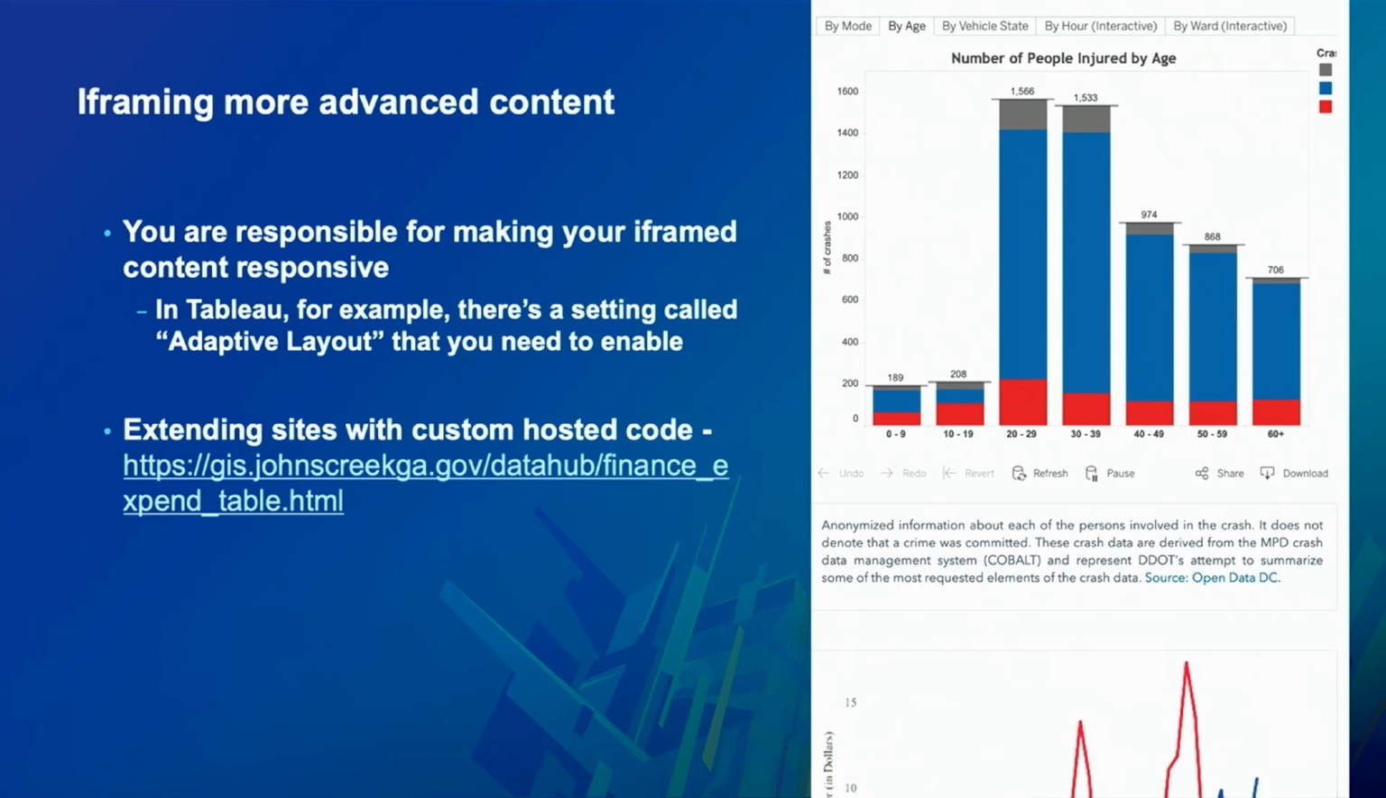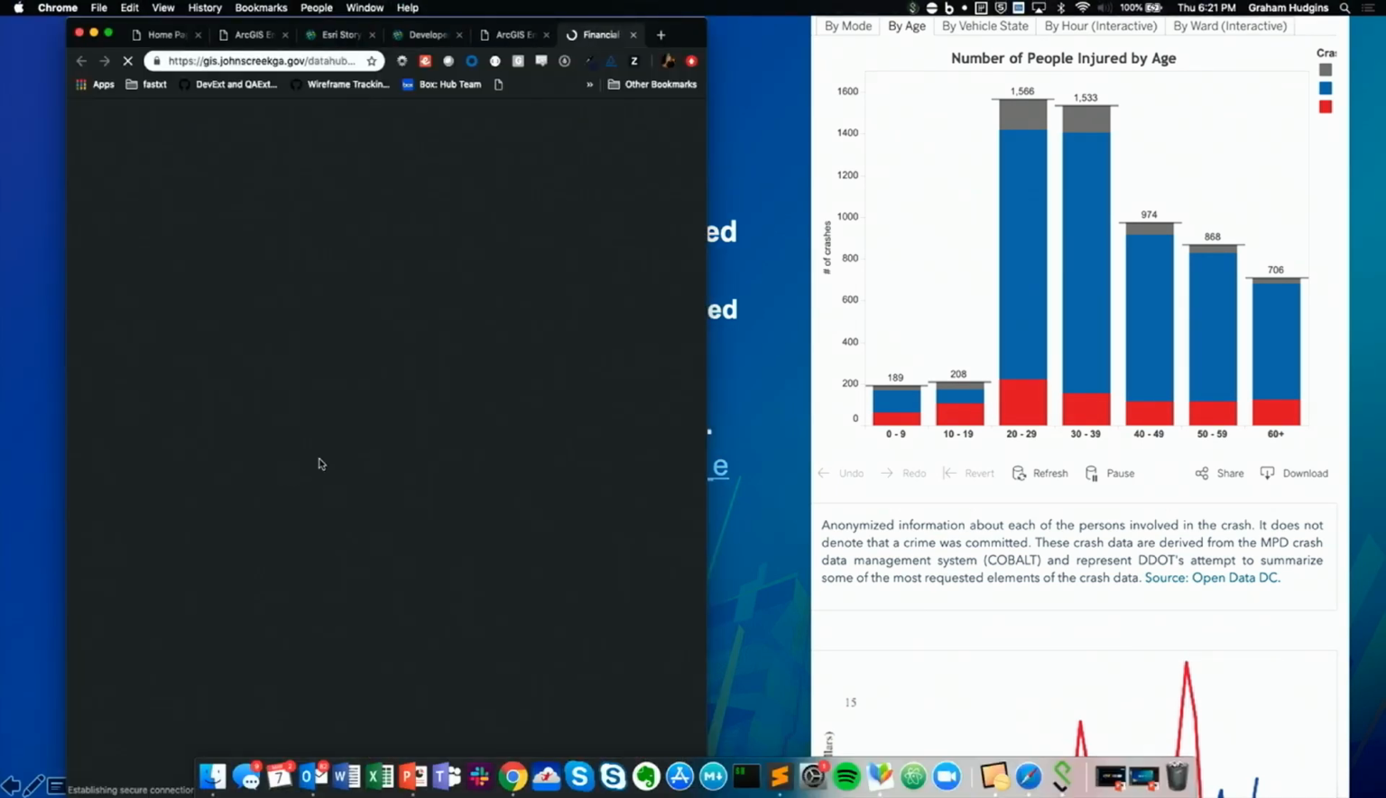Here's another example. You can also make your own iframe. So we don't support a table visualization for feature services. So these guys at Johns Creek coded up one and hosted it somewhere, and then they embedded it.